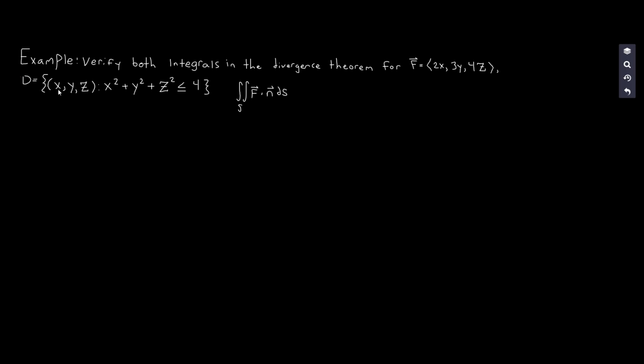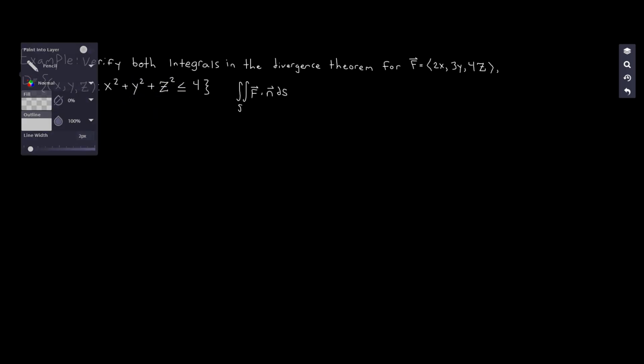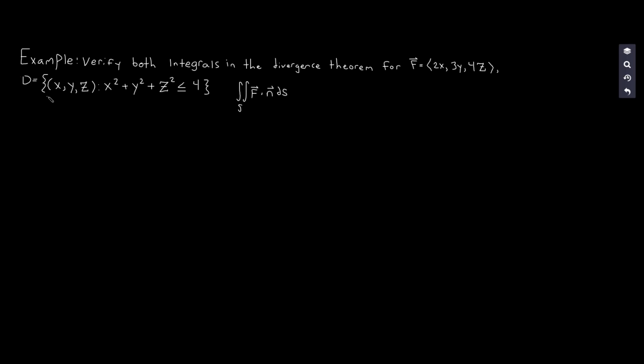When we look at this, we should look at this equation here. D stands for domain, but really it's the region that we're looking at. When we look at this equation, we can see that this is a sphere with radius 2. In fact, because it's less than or equal to, it's a ball.